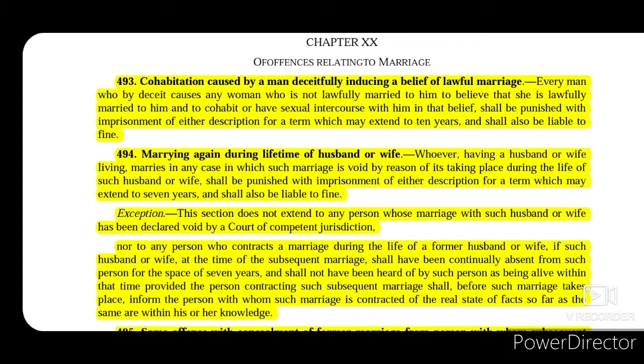Now this offence is very near to rape as defined in clause 4 of section 375, under which consent is given by the woman for sexual intercourse under the belief that the man was lawfully married to her.